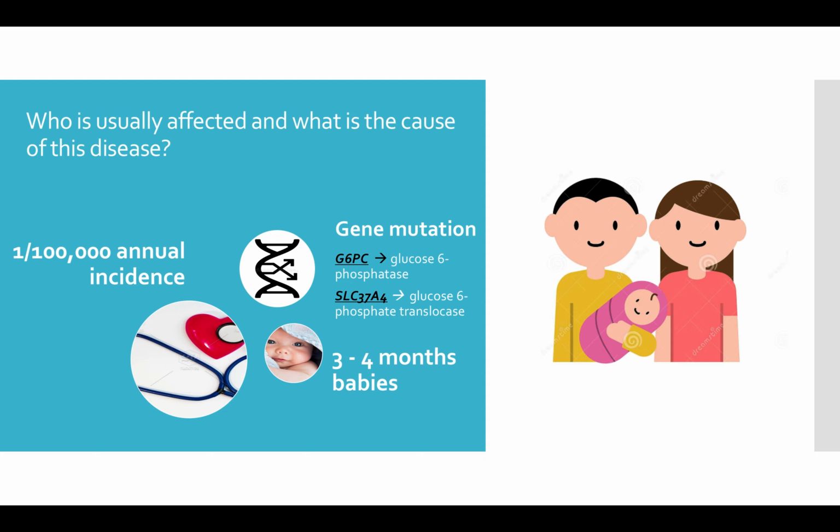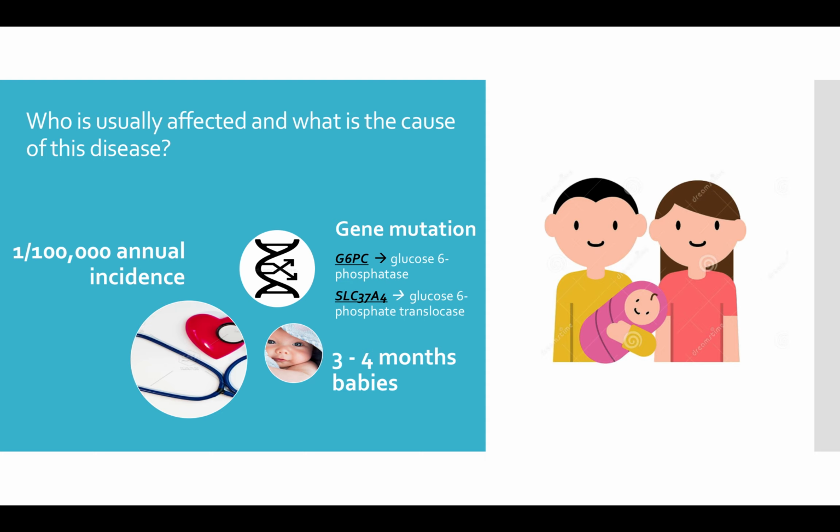Von Gierke disease is an inherited disease with an annual incidence of about 1 in 100,000 live births. Symptoms of this disease often appear in babies around 3 to 4 months, and it occurs due to gene mutation in two genes. The G6PC, the gene which provides instructions for making an enzyme called glucose 6-phosphatase, and SLC37A4, the gene which provides instructions for making a protein called glucose 6-phosphate translocase.